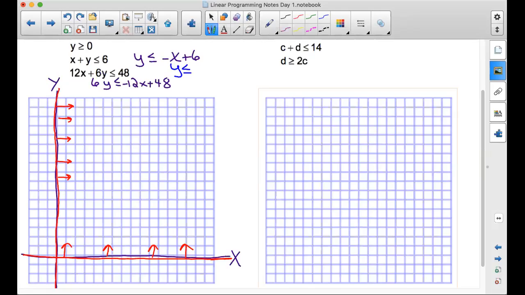Julia, what did you get for that last inequality when you solved for y? Did you have that solved? The 12x plus 6y is less than or equal to 48. I got y is less than or equal to negative 2x plus. What's 48 divided by 6?